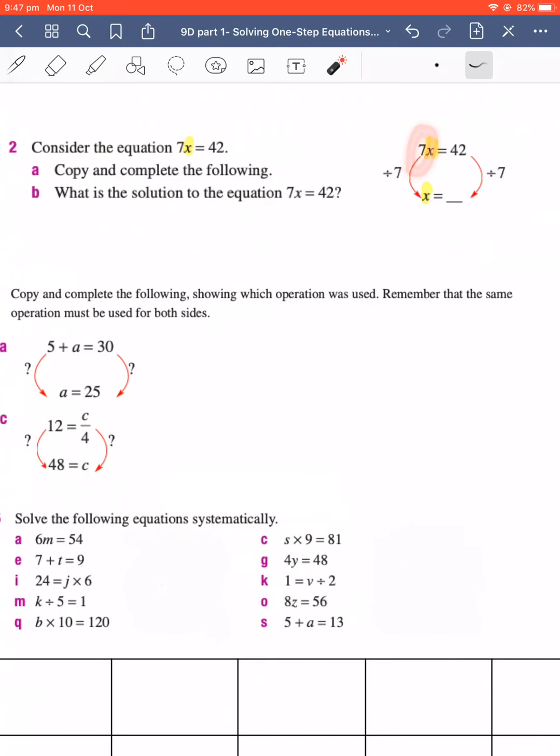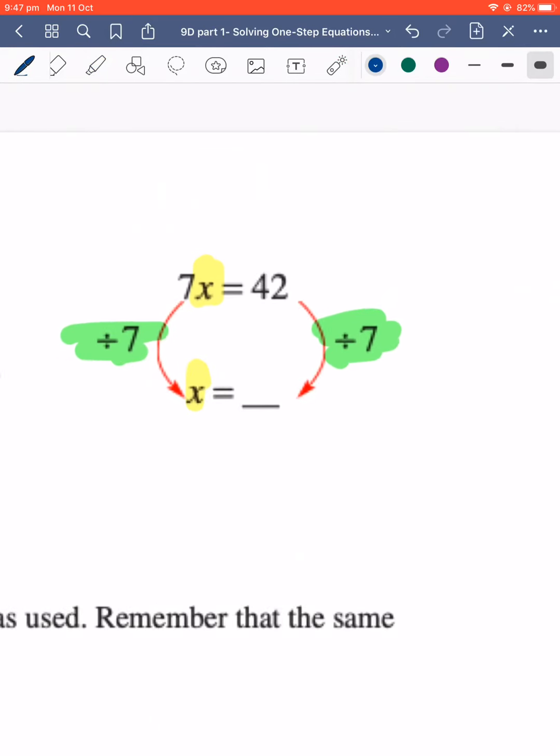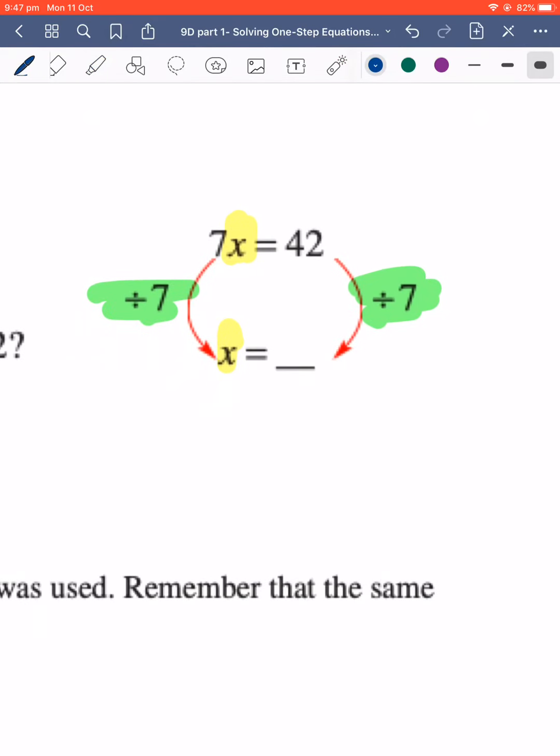So if I'm getting x by itself, I have to divide by 7 because I have multiplied by 7. And to undo that, I do the opposite operation, which is divide by 7. So I need to divide by 7 on each side, and then I come up with my answer. So let's go through and see what that is. So 42 divided by 7.